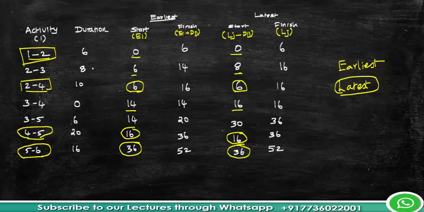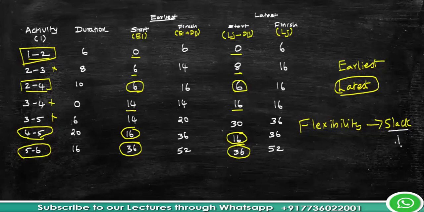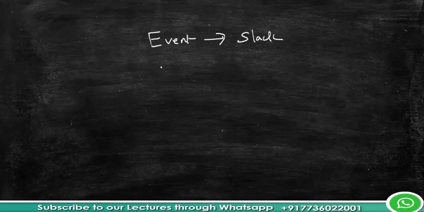However, the non-critical activities like 2 to 3, 3 to 4 and 3 to 5 do have some flexibility. It means these activities can be delayed for some time without affecting the total project duration. This flexibility is called slack. The term slack is used for flexibility in events. If you have flexibility in the timing of an activity, it is called float. So let me put it here: flexibility in terms of an event is called slack, and flexibility in terms of an activity is called float.